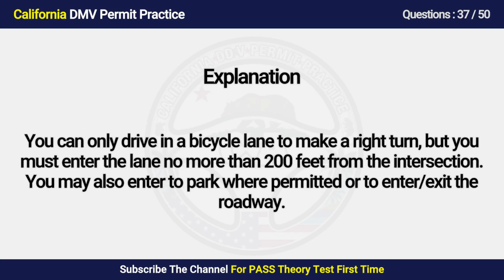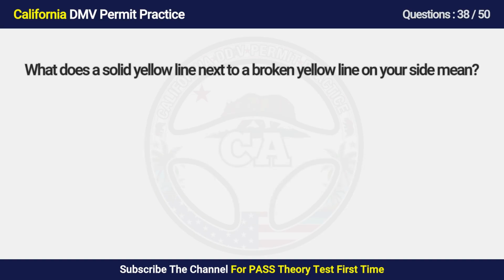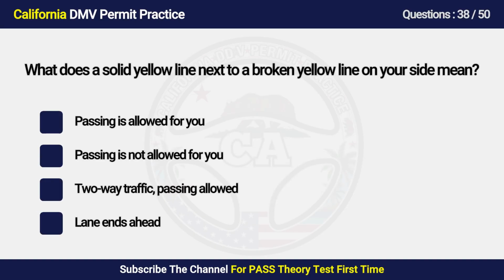You can only drive in a bicycle lane to make a right turn, but you must enter the lane no more than 200 feet from the intersection. You may also enter to park where permitted or to enter the roadway. Question 38. What does a solid yellow line next to a broken yellow line on your side mean? A, passing is allowed for you. B, passing is not allowed for you.